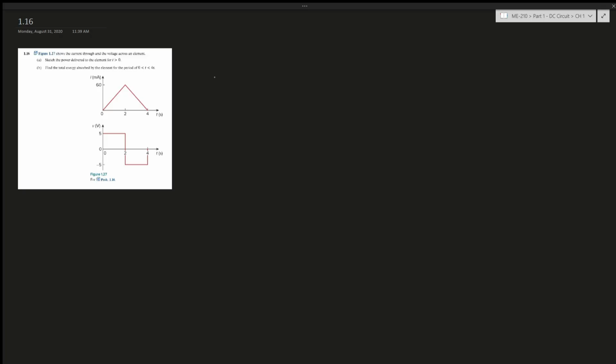Okay, question 1.16 says the figure shows the current and the voltage across an element. Sketch the power delivered to the element for t equals 0 and find the total energy absorbed by the element for the period of 0 < t < 4 seconds.